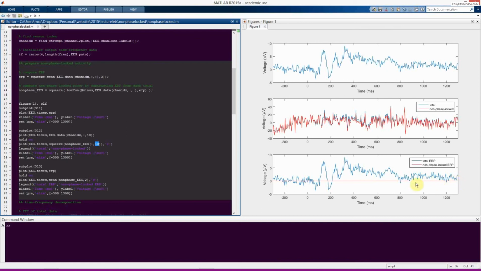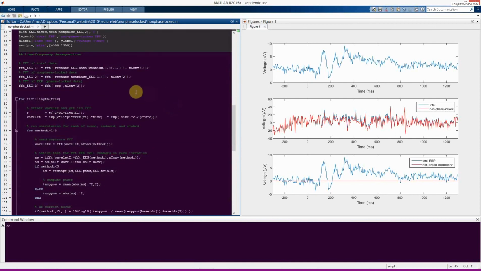Nonetheless, I think if you are doing this kind of analysis, it's always good to compute and plot the ERP from the non-phase locked part of the signal just as a sanity check, because if this were not 0, then something went wrong in this code, and you don't want to interpret any of the results any further.